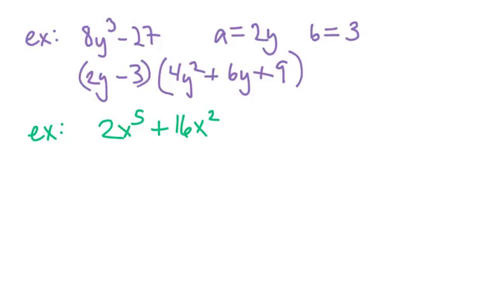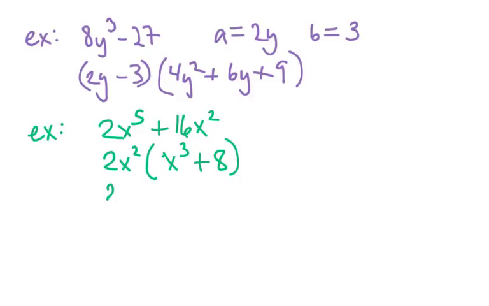Okay, so at first glance, this one does not look like a sum of cubes, but the first thing we always want to do when we're factoring is look for a GCF. Very first thing we do with anything we're going to factor, and I can factor out a 2x squared, and I'm left with x cubed plus 8. And that is a sum of cubes.